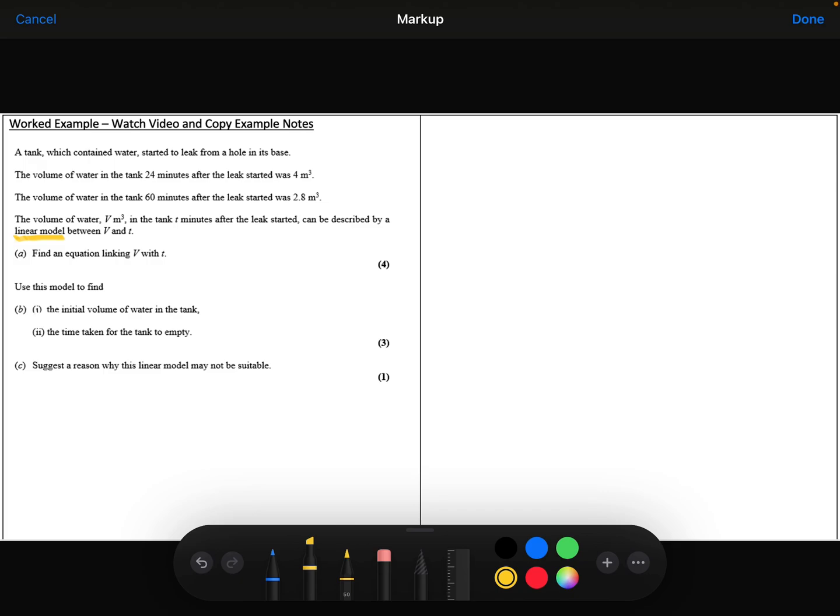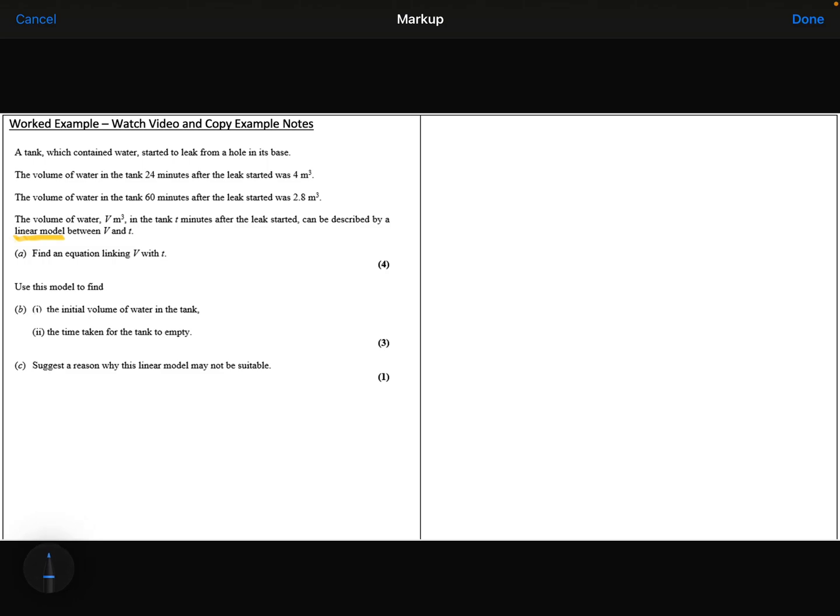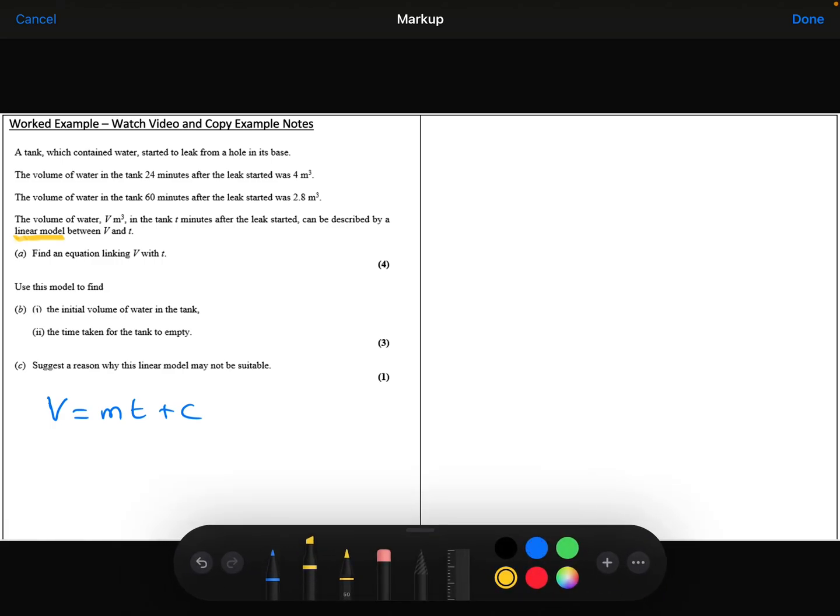So a linear model, so that's y equals mx plus c. Or in this case, it's going to be V equals mt plus c. I know it's going to be that way round because V is the dependent variable. The volume depends on how much time has passed. Right, so I want to know what the gradient of my line is going to be and what the y-intercept is going to be. Well, let's look at the information we're given in the question.